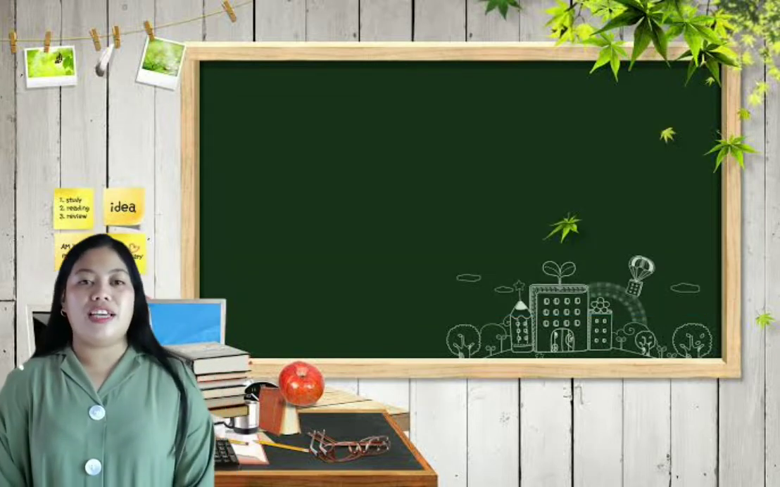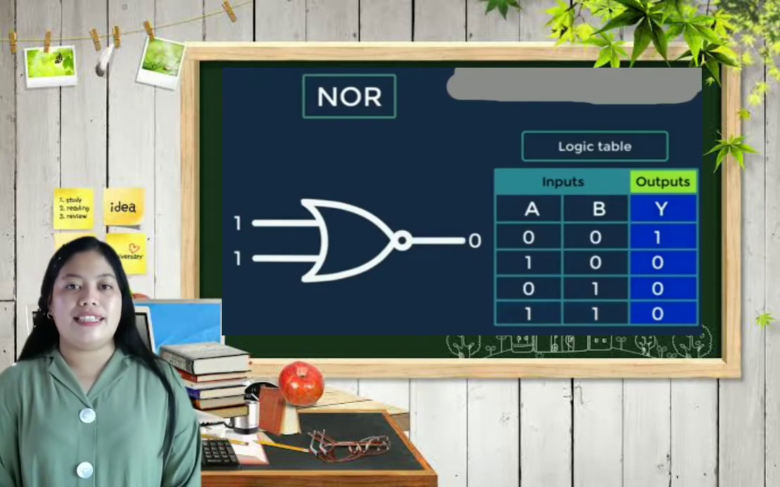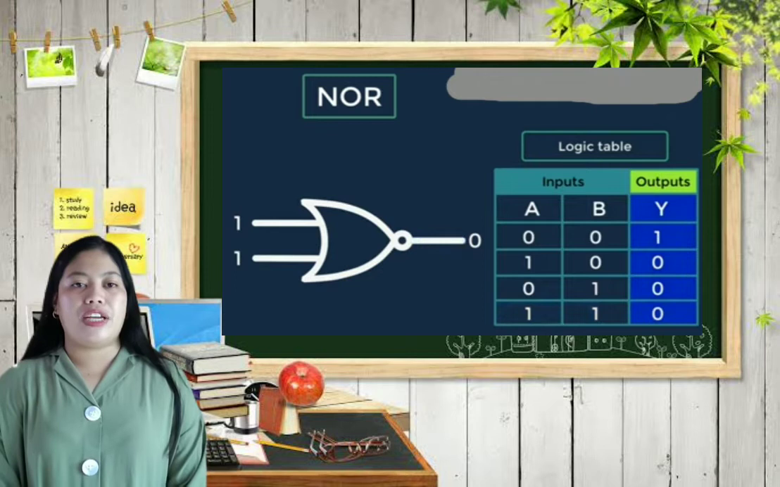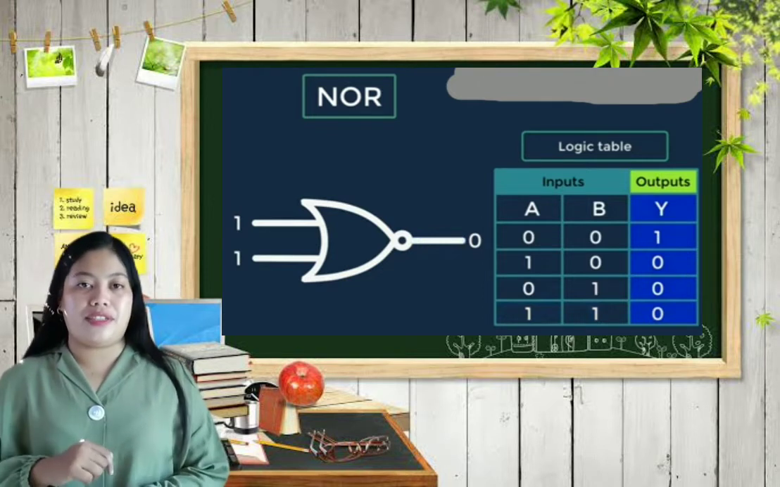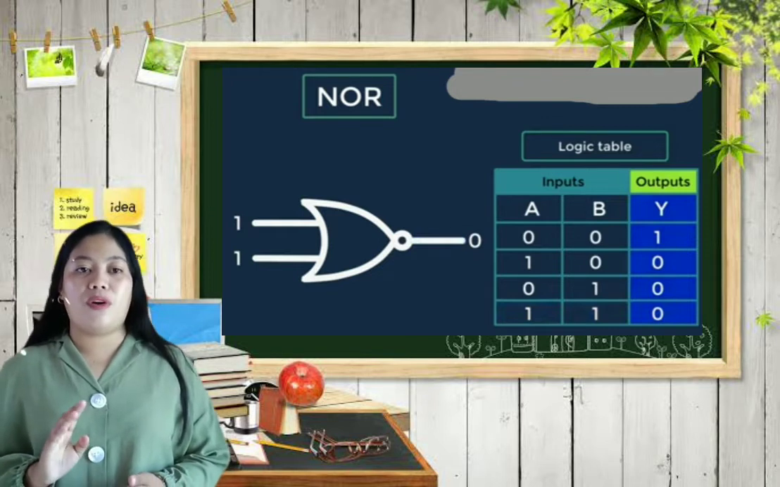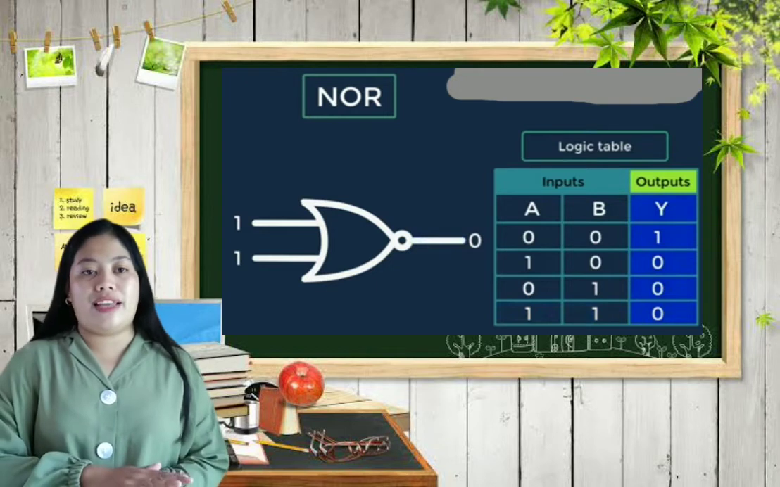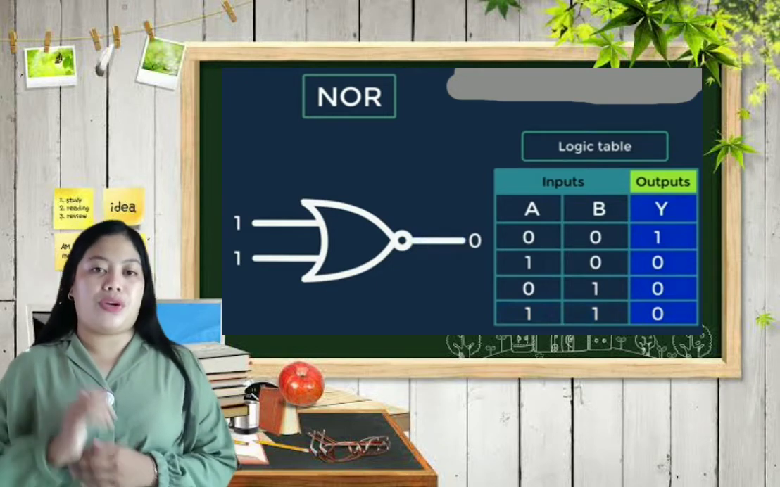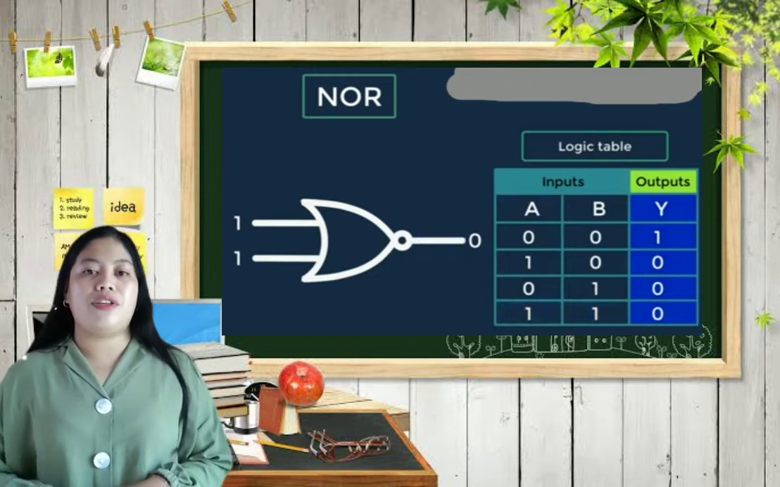Our next logic gate is NOR gate. NOR gate is the combination of OR gate and NOT gate. The output of the OR gate will pass through the NOT gate. Hence, the output gets reversed. That is, if the output of OR gate is 1, then after passing through NOT gate, the output will be equal to 0. Therefore, NOR gate provides output opposite to the OR gate.